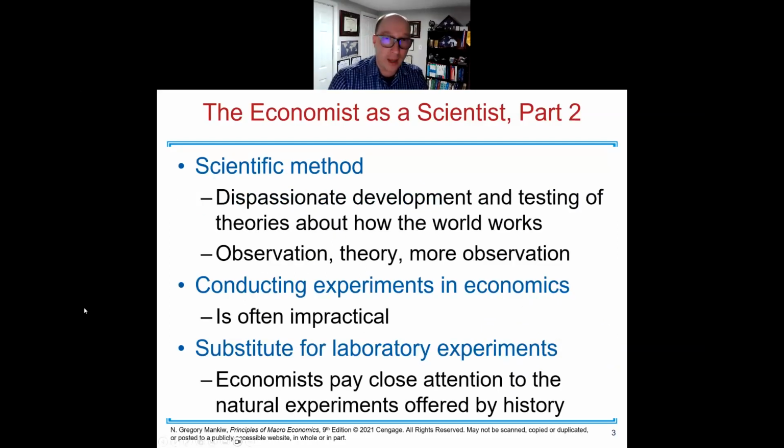So what's the scientific method behind it? Economists create theories about economics through observation, existing theory, and more observation. That's really how it's done. It's a cyclical approach. There are a lot of really popular economics theories that were developed by economists, and throughout this course, we're going to explore some of those.